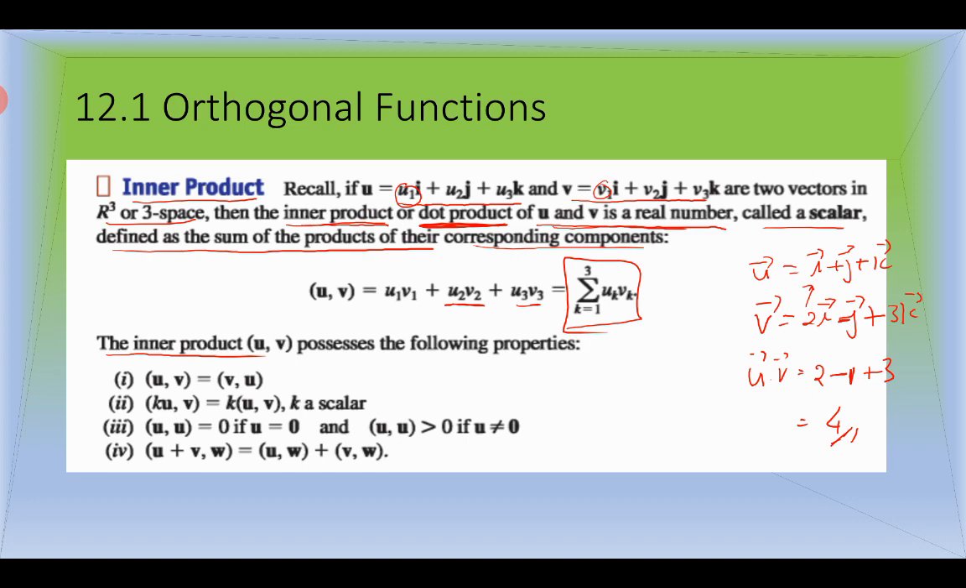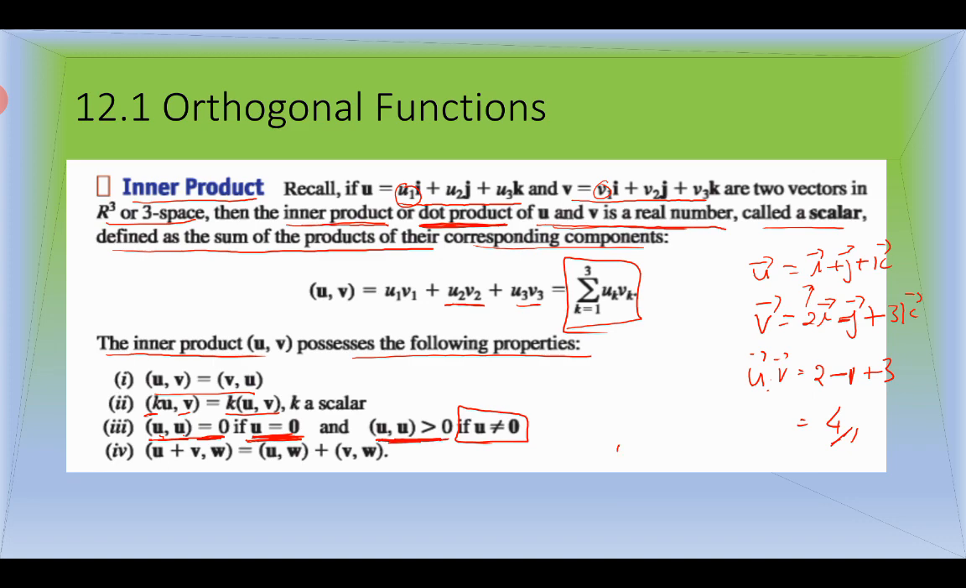In the case of algebra, the product U dot V possesses the following properties. It is commutative: U dot V is equal to V dot U. When you multiply a scalar k with the first vector, it is equivalent to multiplying the scalar with the output of the dot product. It doesn't matter whether k comes here or here. And U dot U is 0 if and only if U is 0; then its dot product with itself is 0. And U dot U is greater than 0 if U is non-zero. For any non-zero vector, the norm is greater than 0.